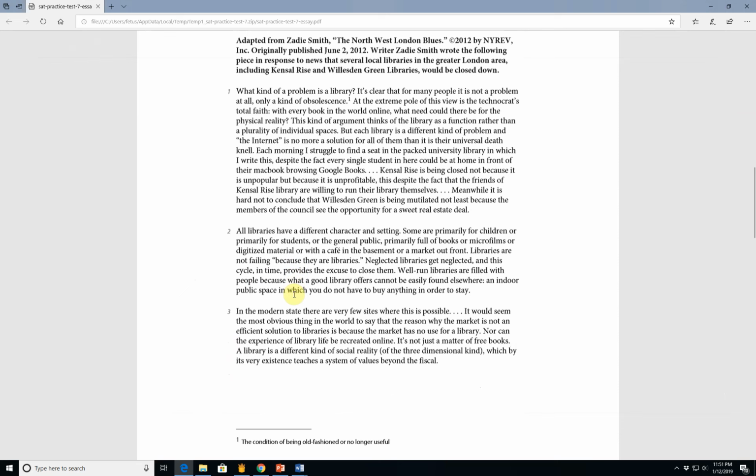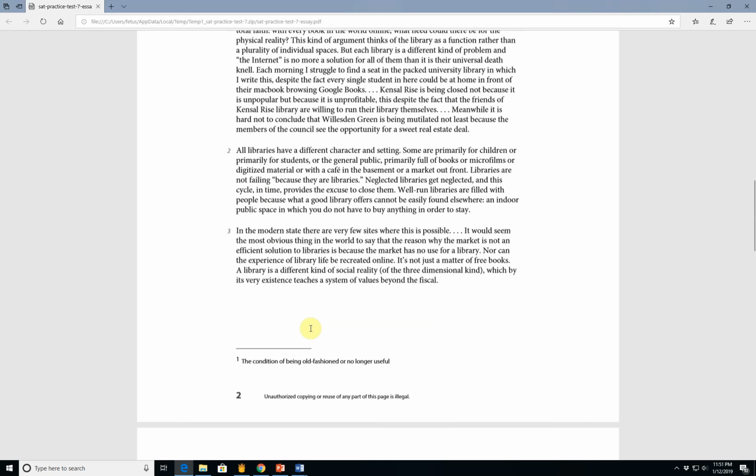All libraries have a different character and setting. Some are primarily for children, some are for students, some for the general public, with a cafe or a market out front. Just drinking a little soda there. Anyway, neglected libraries get neglected, and this cycle in time provides the excuse to close them. Well-run libraries are filled with people because what a good library offers cannot easily be found elsewhere: an indoor public space in which you don't have to buy anything in order to stay. In the modern state, there are very few sites where this is possible.